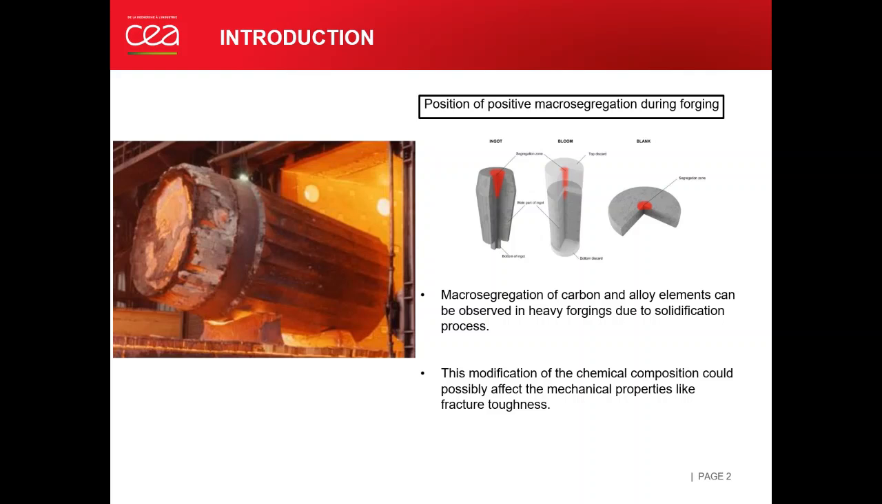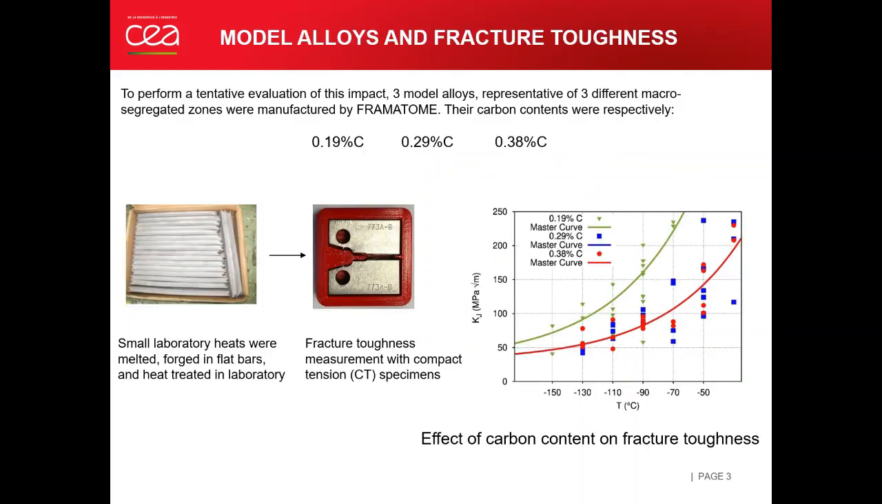To study the effect of segregation level on fracture toughness, three model alloys chemically representative of the carbon content encountered in the segregated zone are made and studied by Framatome. Their carbon contents were respectively 0.19%, 0.29%, and 0.38%. Fracture toughness measurements with compact tension specimens were performed for these three materials in the low to medium portion of the brittle to ductile transition zone.